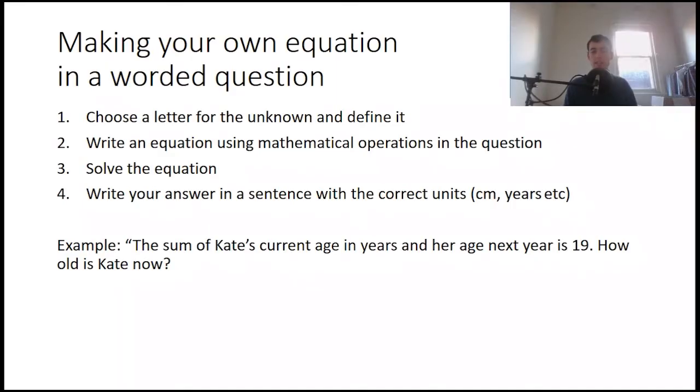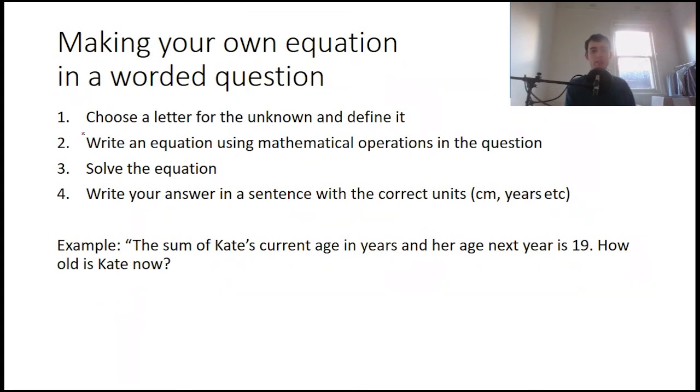Hi everyone, so last time we did a video on how to use formulas to solve worded questions. But sometimes there are no formulas that you can look up to solve your question. For example, for this one, it says the sum of Kate's current age in years and her age next year is 19. How old is Kate now? I can't Google a formula for the age of Kate. I'm not going to find anything. So I have to write my own equation.